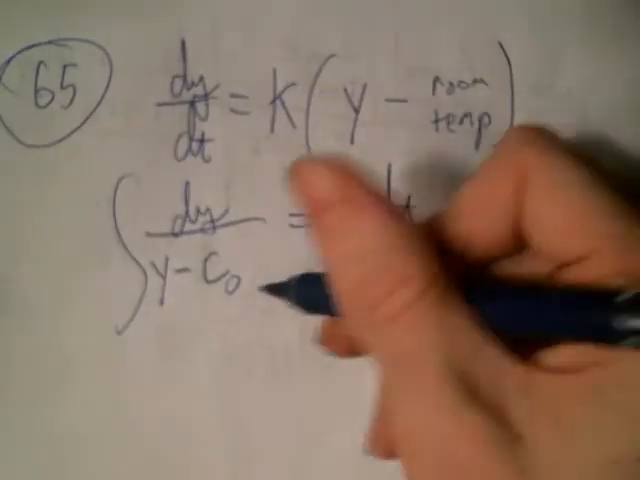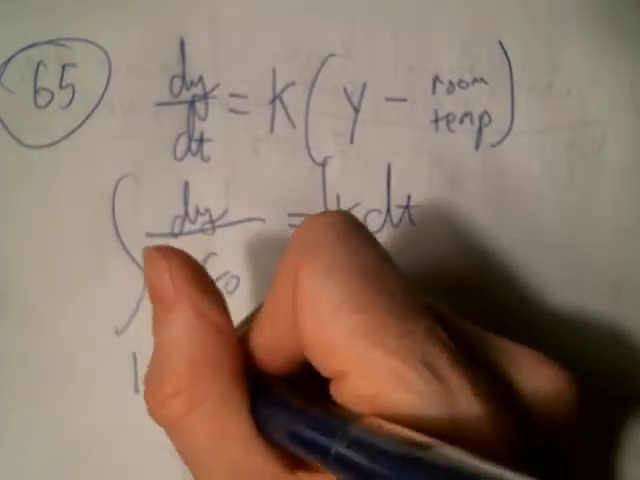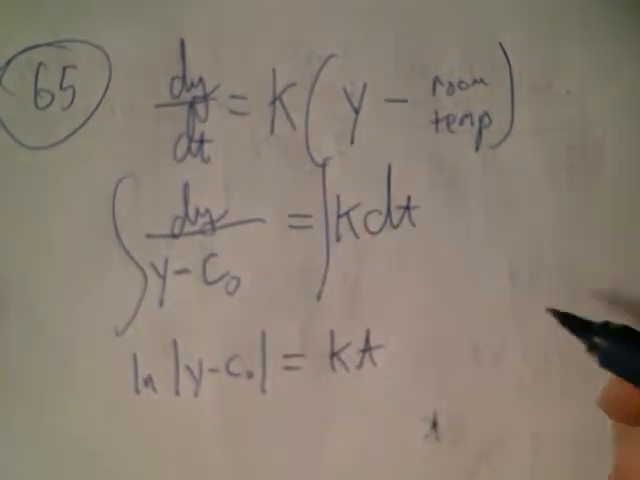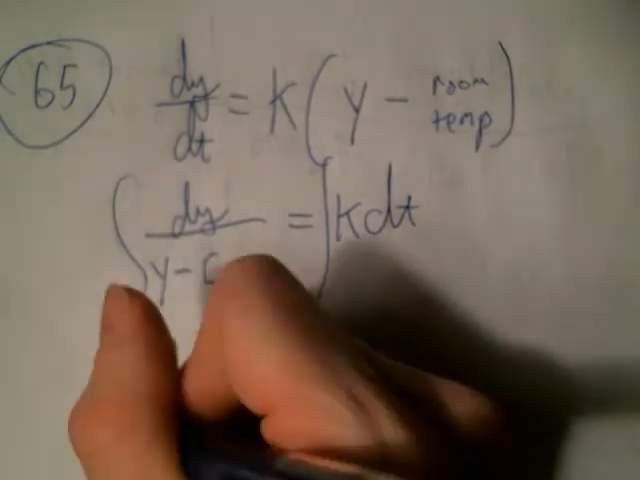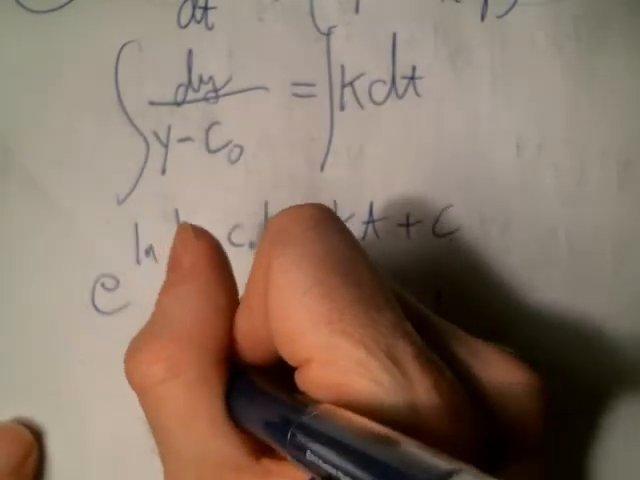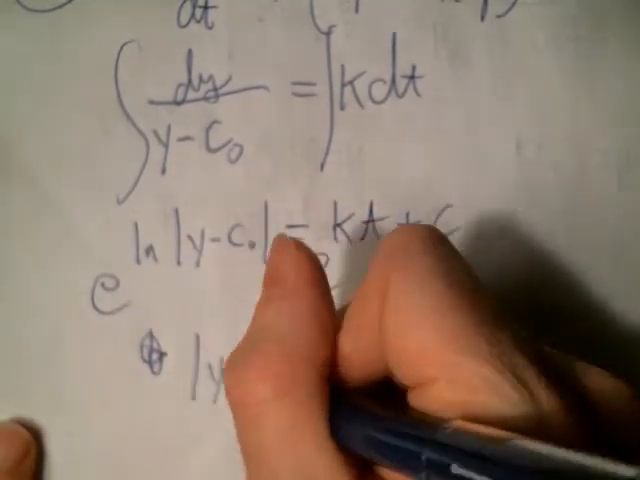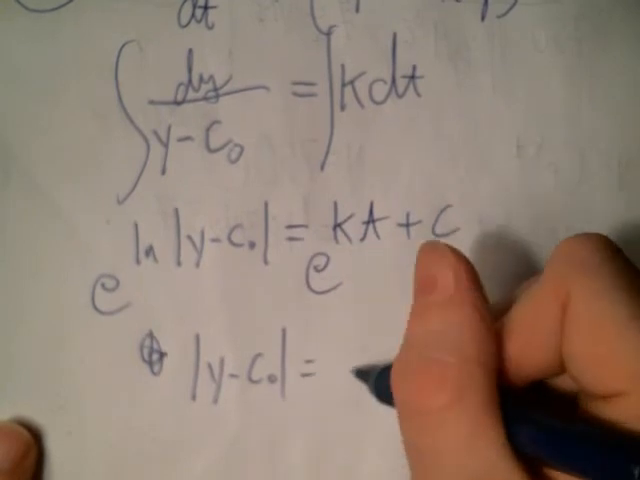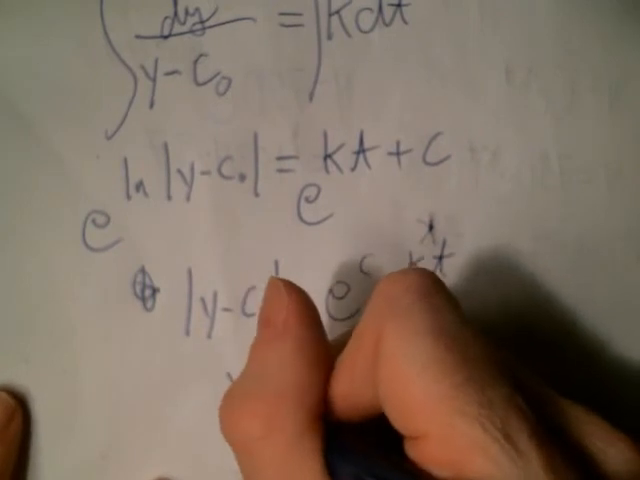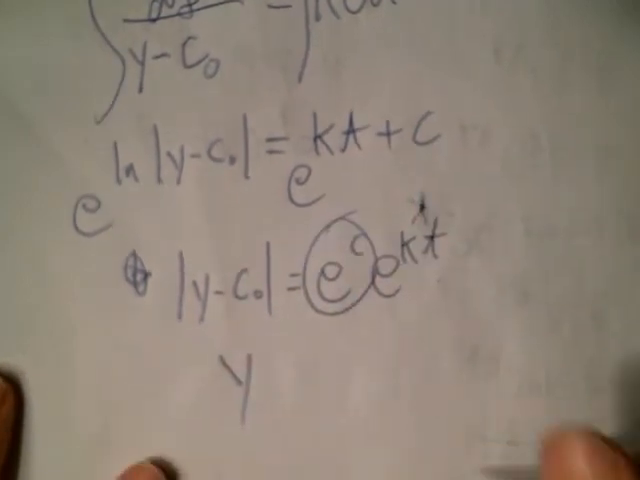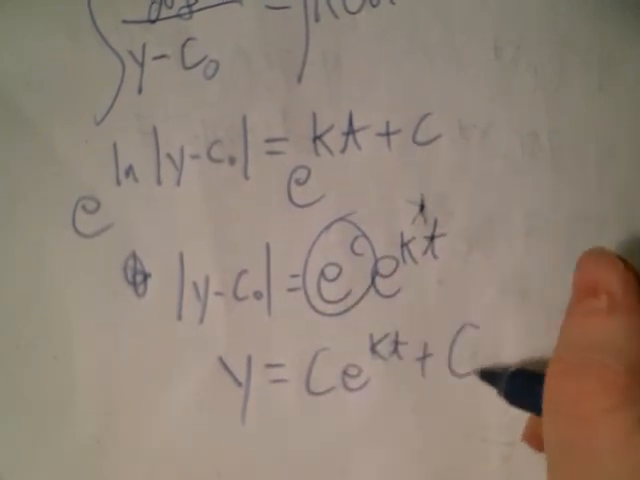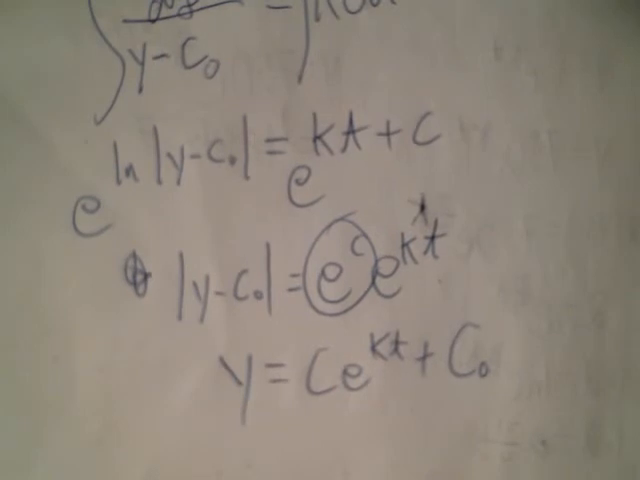So we want to integrate both sides. This guy is a natural log, right? So natural log absolute value y minus c sub 0 equals kt. Exponentiate both sides. We need a constant there too. So we get absolute value y minus c sub 0 equals e to the c times e to the kt. Then our final answer, once we replace this with a constant, is y equals c e to the kt plus this room temperature, c sub 0.